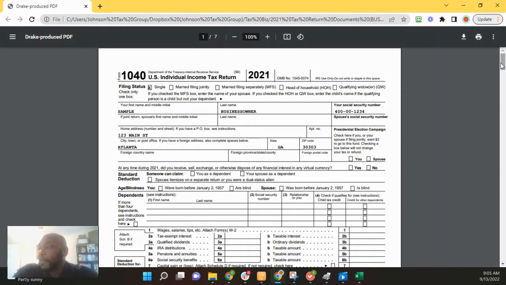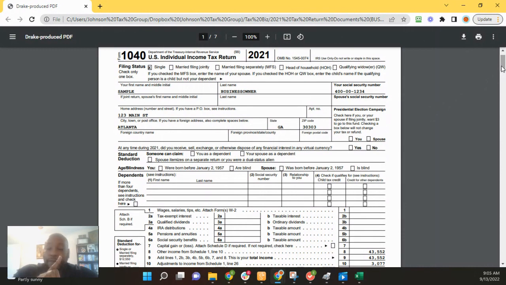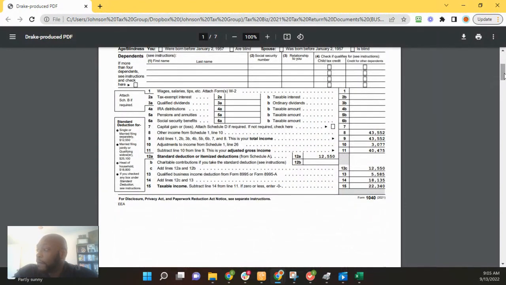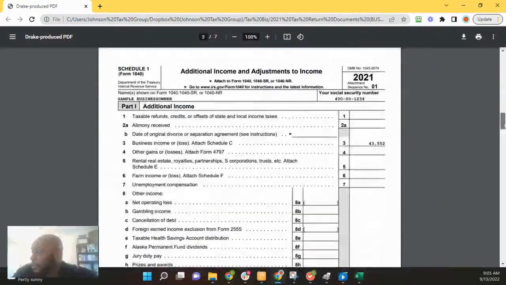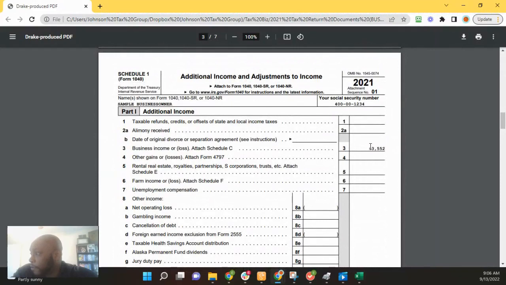And so, what I've prepared is a very simplistic return, or a scenario for last year for a business owner. Now, this scenario is for a single taxpayer, unmarried. They have no dependents and they only have one source of income, and that is income from their business on Schedule C. If we look at line number 8, we can see that we have $43,000 on line 8. It says refer to the Schedule 1. The Schedule 1 will show us that this income is from, on line number 3, business income attached to Schedule C. So we know that all of this is from the Schedule C.